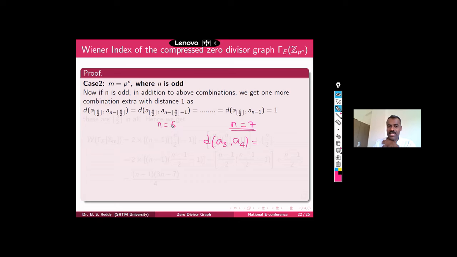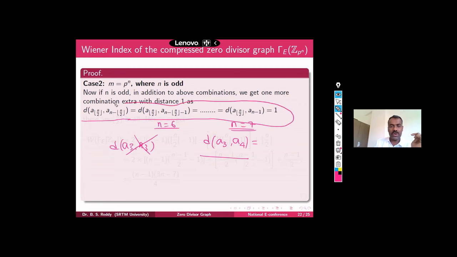Whereas when n is equal to 6, this won't arise, because if n is equal to 6, it is simply the distance of a3 comma a3 only. So with that we don't consider it. This case doesn't arise in the even case, whereas in the odd case this extra thing will come. So if n is odd, you will get this extra combination whose distance is 1, and that we have to add.